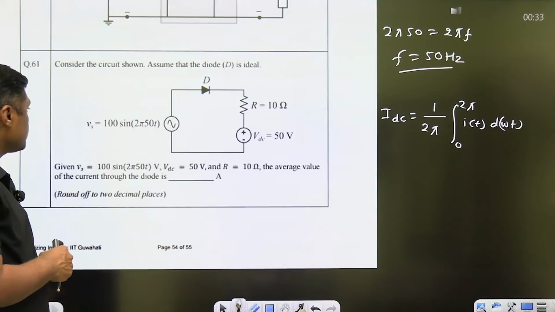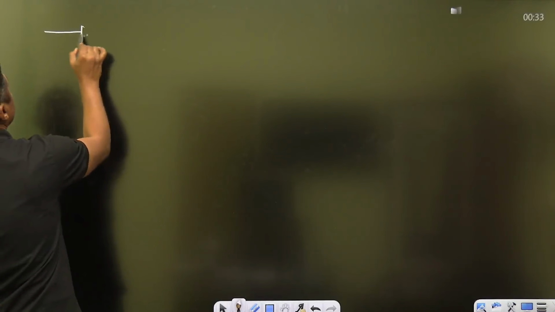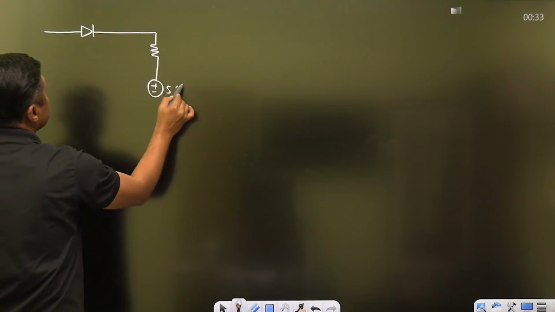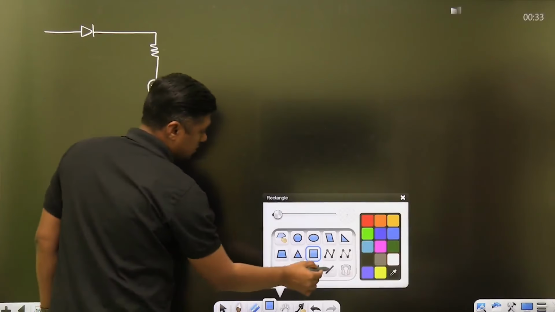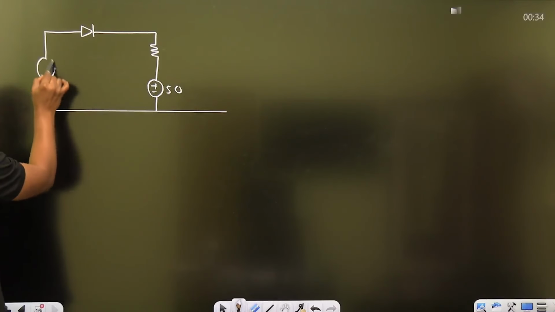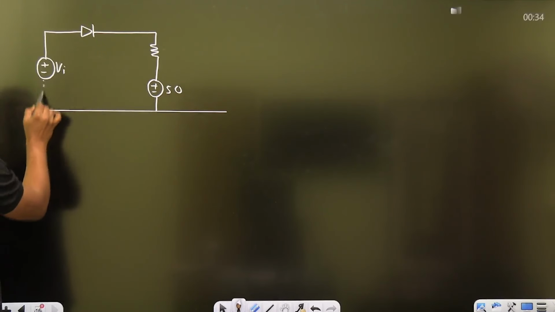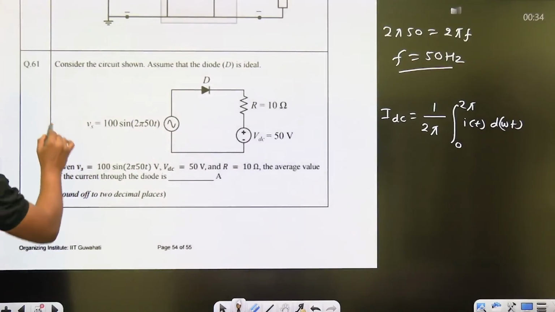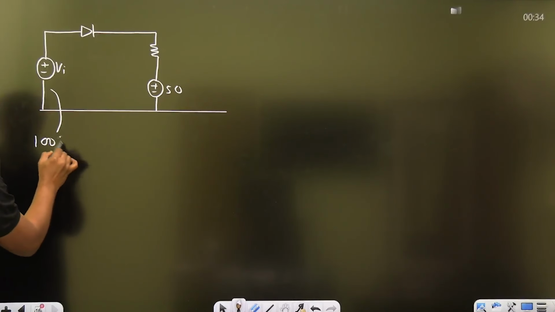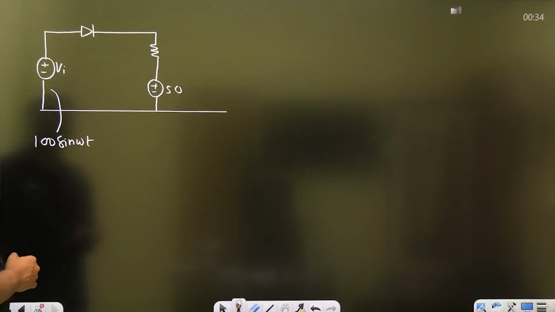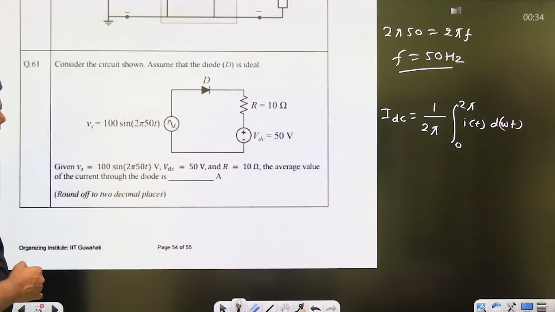So let's solve this question. This is a very important one. So this is given as the diode, one resistor, and a 50 volt battery connected. Then this is the input, a sinusoidal input connected here. What is the value given? 100 sine of omega t, where omega is 2 pi 50. The value of R is 10 ohm.